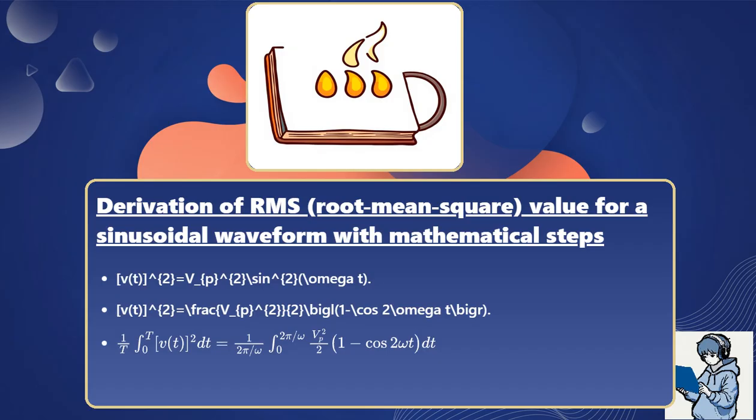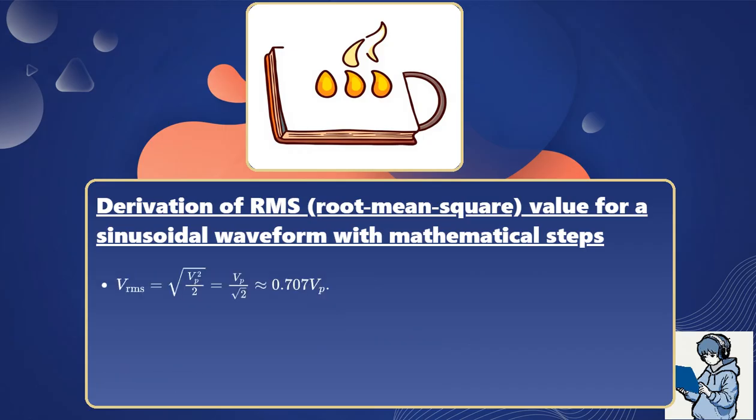1 over T times the integral from 0 to T of v of t squared dt equals 1 divided by open parenthesis 2 pi over omega close parenthesis times the integral from 0 to 2 pi over omega of v sub p squared divided by 2 times open parenthesis 1 minus cosine 2 omega t close parenthesis dt, which equals v sub p squared divided by 2.